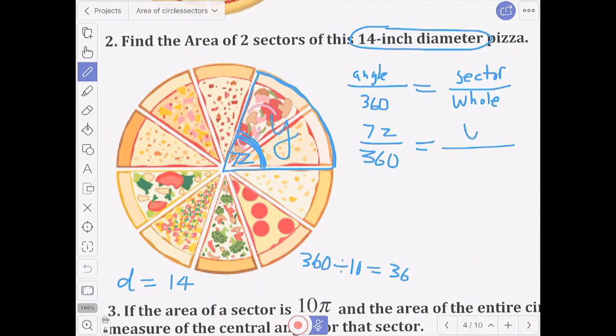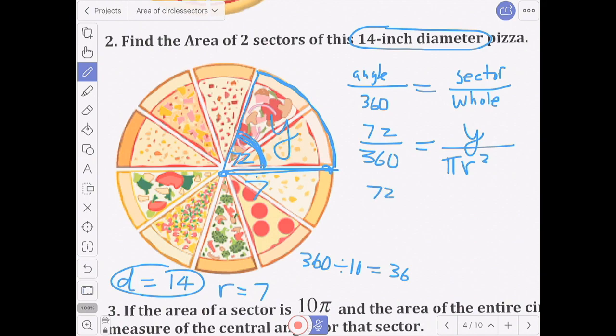I'll call it y. And the whole entire pizza is pi r squared. And if the diameter is 14, the radius would be half as much. Remember, the diameter goes all the way across the entire pizza. So if it's 14 from coast to coast, it's going to be just 7 inches from the center to the crust, which would be the radius.